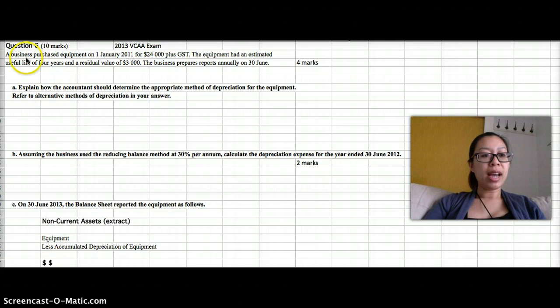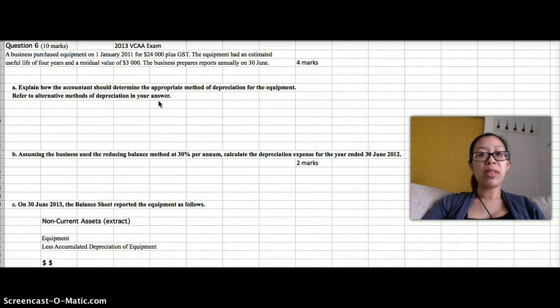it talks about a scenario here. A business purchased equipment on the 1st of January 2011 for $24,000 plus GST. The equipment had an estimated useful life of 4 years and a residual value of $3,000. The business prepares reports annually on the 30th of June. A. Explain how the accountant should determine the appropriate method of depreciation of the equipment. Refer to alternative methods of depreciation in your answer.